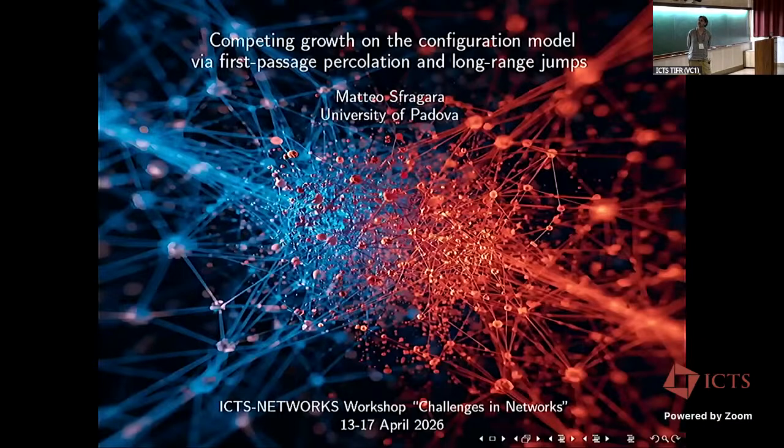And this is work that I did during my postdoc time already a few years ago. And now I'm picking this up again, adding some extra extensions, in particular long-range jumps. So I'm bringing this model up again. This is still ongoing work, but I felt like it's nice to talk about this.